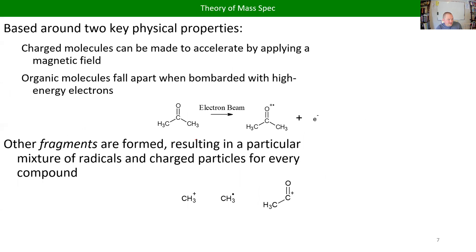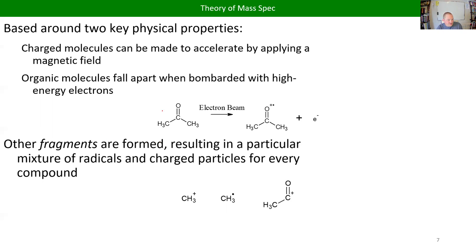The advantage of this is that if you make something that is charged, it's going to respond to a magnetic field. Anything that's charged is going to be attracted to a positive charge, or repelled by a positive charge, or attracted to a negative charge, right? And we can use magnets to allow these charged particles to be accelerated either towards the negative side of a magnet or away from the positive side of a magnet.